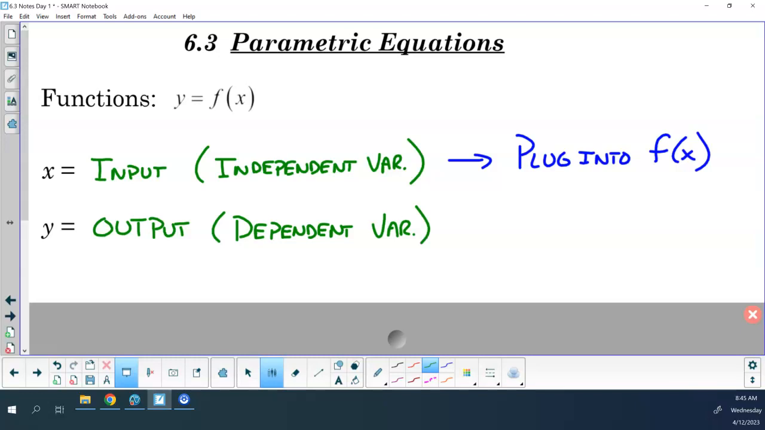Your range, if you will. Okay? And from that, you were then able to plot the point x comma y. And you'd repeat that process over and over and over, and that would give you a smooth curve if it were a curved function.